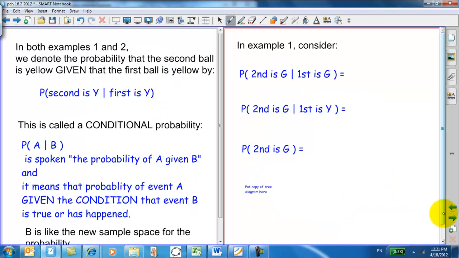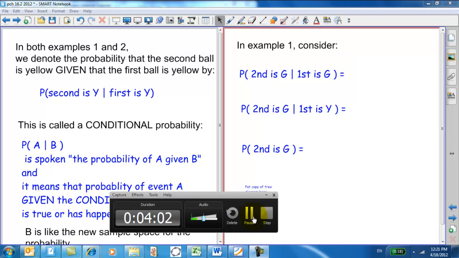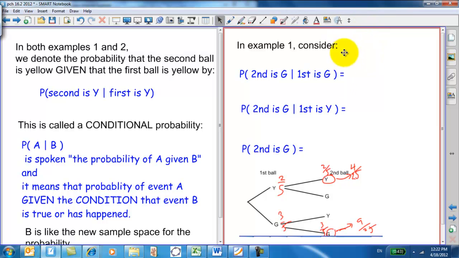So in example 1, consider these. The probability that the second is green, given that the first is green. Let's get our old tree diagram back in example 1. Pause this for a second. Okay, here's our tree diagram from example 1. Now the probability that the second is green, given that the first is green, is 3/5.